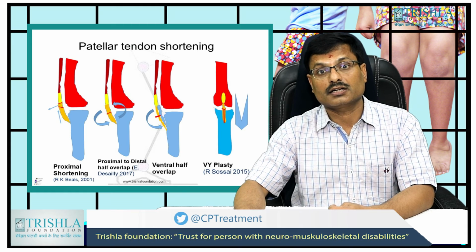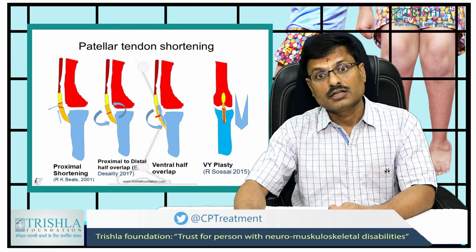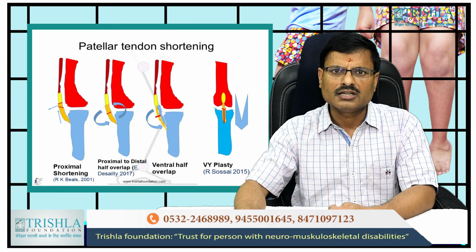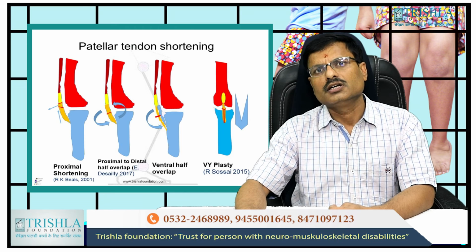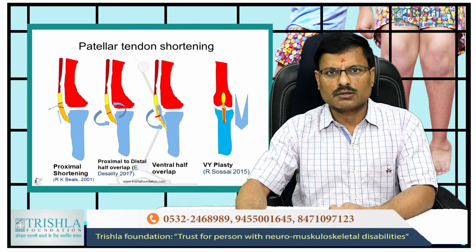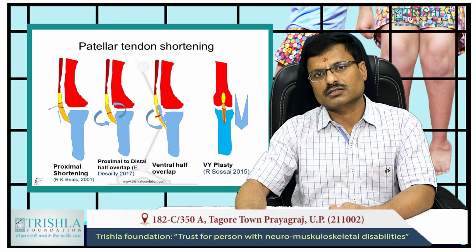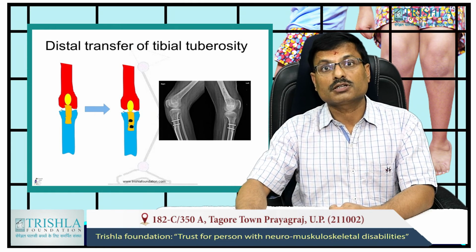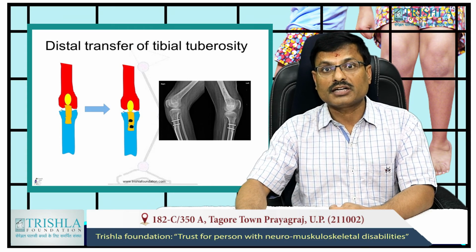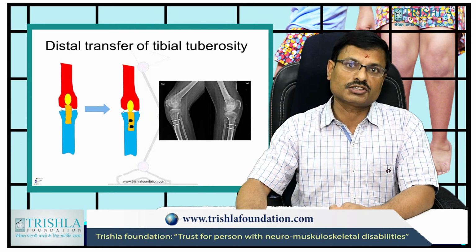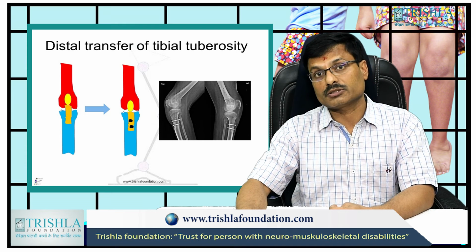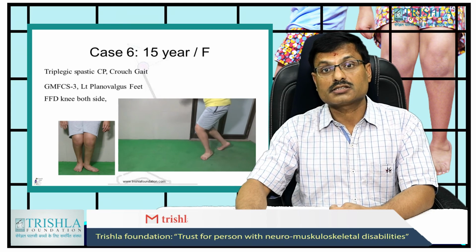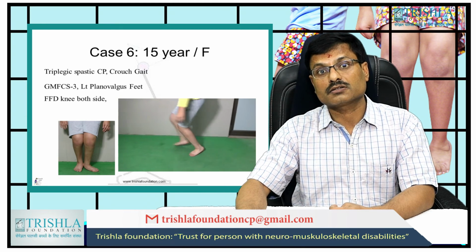In shortening, most of the time you prefer a proximal to distal half overlap, but different methods are available depending on the requirement and expertise. Most surgeons will do different ways of patellar tendon shortening. In adults, we cut the tibial tuberosity and transfer it distally, and by that we bring the patella downward. By that the extensor lag will not be there and the child can start walking straight.